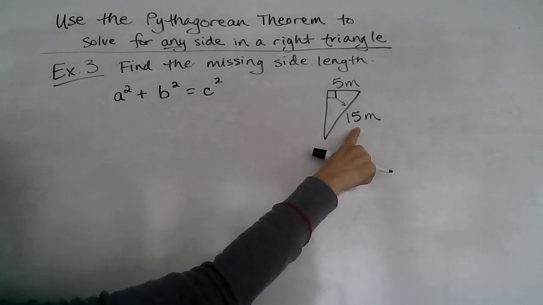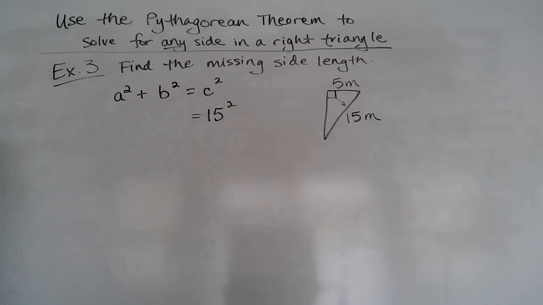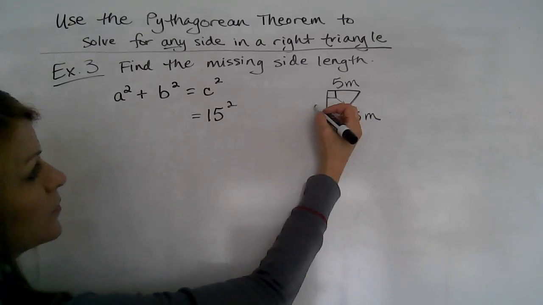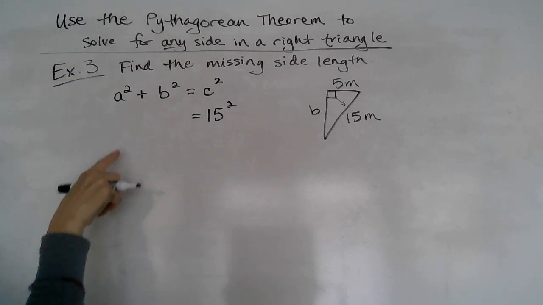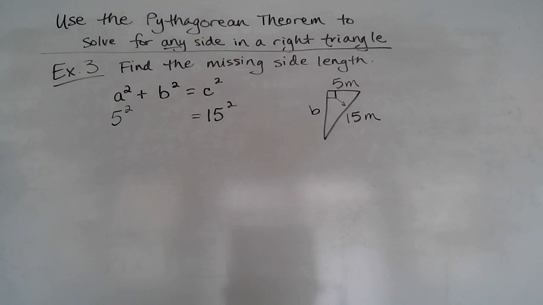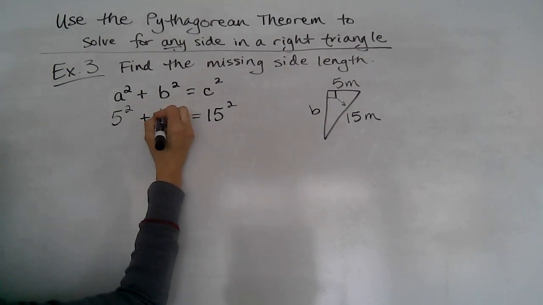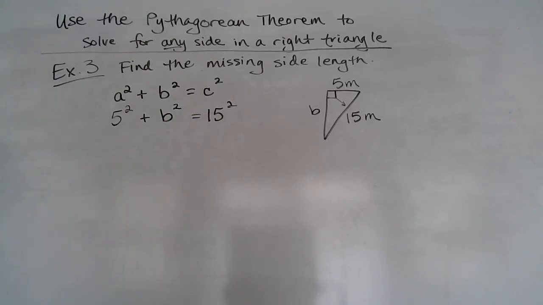All right, so let's go ahead and put in 15 for C, which means we're going to need 15 squared. And then 5 can be either A or B. Let's go ahead and use B, even though we do need to be careful that we don't think that it's a 6 as we're working through our equation. So I'm going to go ahead and put in 5 for my A, which means I need to square that. B is going to remain B until we figure out what it has to equal for the formula to be true.